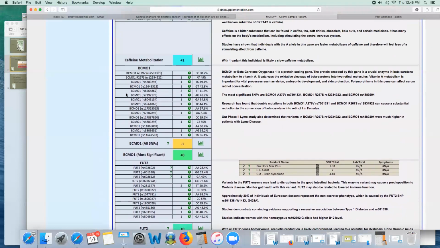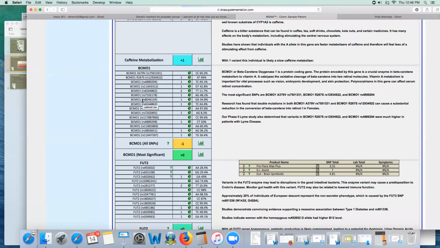The BCMO genes are put under the gut section because this is how you absorb and utilize the beta carotene. That's why it's named BCMO. It's a beta carotene oxygenase gene. Now, vitamin A, where beta carotene comes from, is super important for epithelial tissue. That's the tissue that lines the gut. And it's super important for cancer patients.